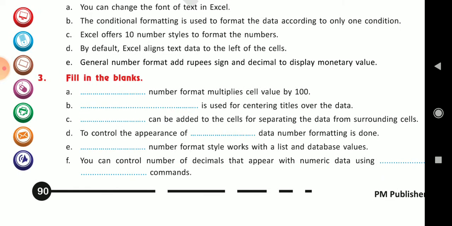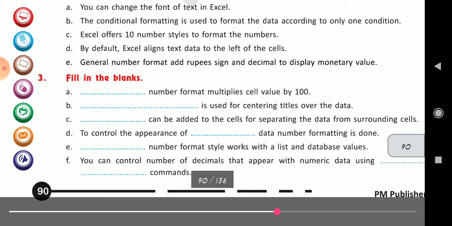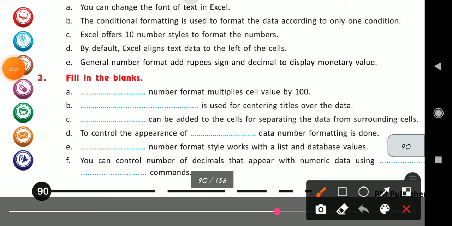Fill in the blanks. Dash number format multiplies cell value by 100. So in number format, we had seen that there is a format which multiplies cell value by 100, known as percentage. Percentage number, I'm just making a sign of percentage, you will write the name also. Percentage number format multiplies cell value by 100.